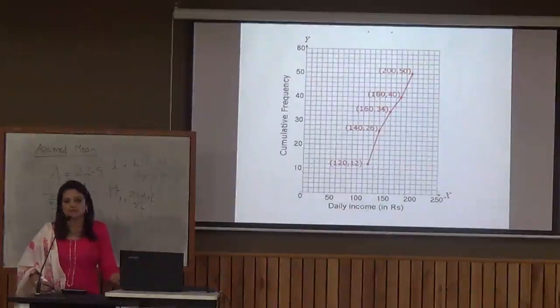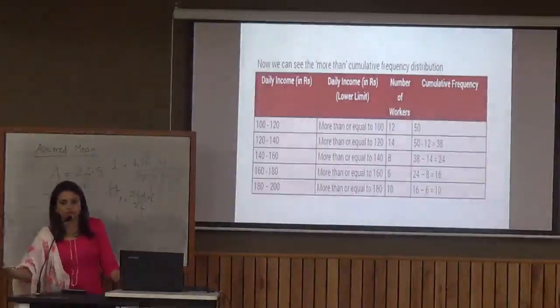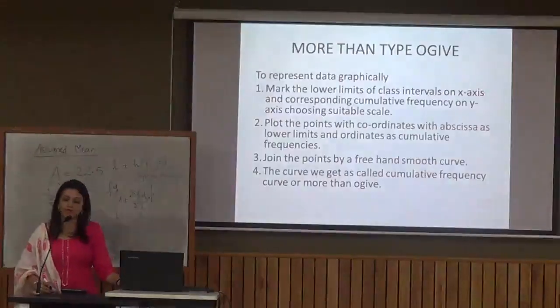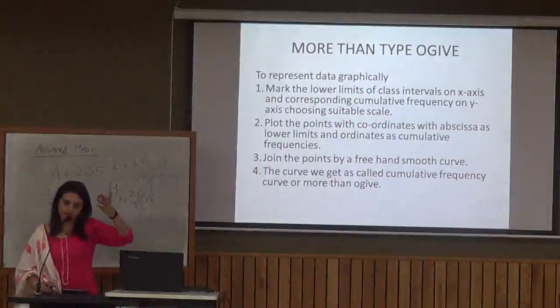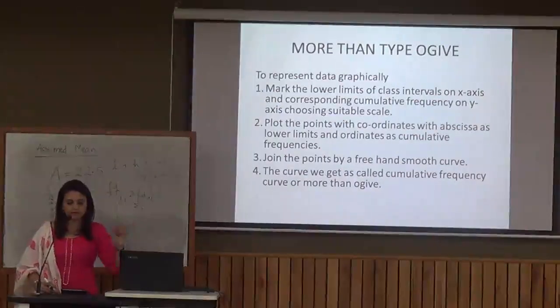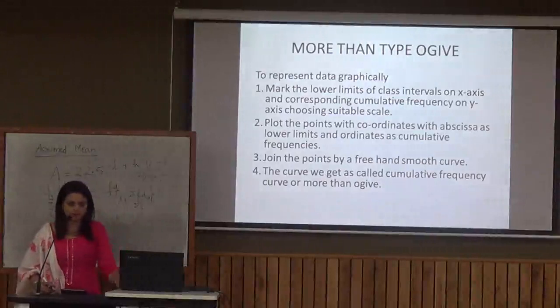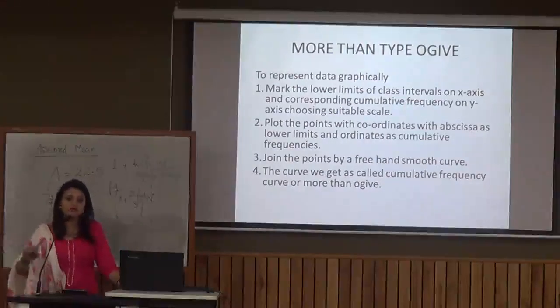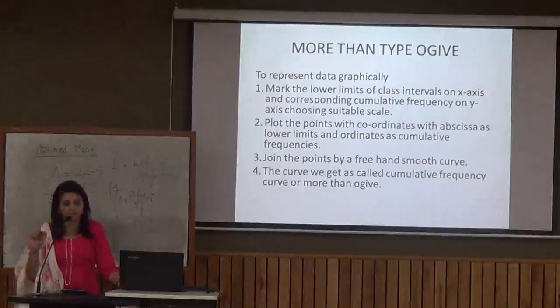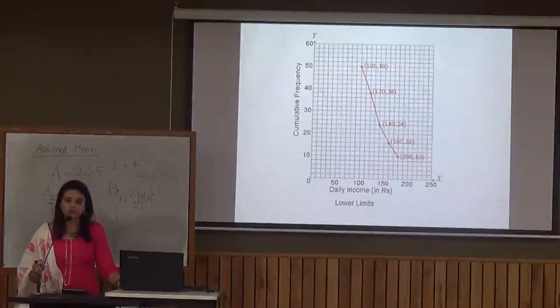A similar graph which is made for more than cumulative frequency is called a more than type ogive. This is the method. We mark the lower limits of class interval on the x-axis and the corresponding cumulative frequency on the y-axis, choosing a suitable scale. Then plot the points with abscissa as the lower limits and ordinates as cumulative frequency. That's just another explanation of the graph. Join the points by a freehand smooth curve. Let's underline this point, freehand smooth curve, and the curve that we get is a cumulative frequency curve or the more than type ogive. It looks like a slant downhill.